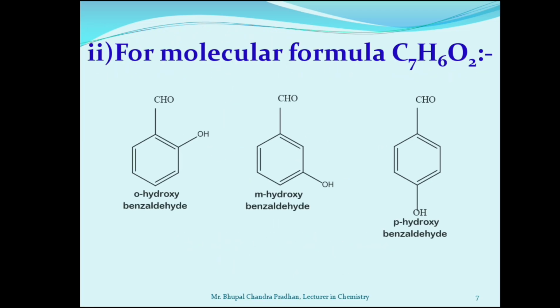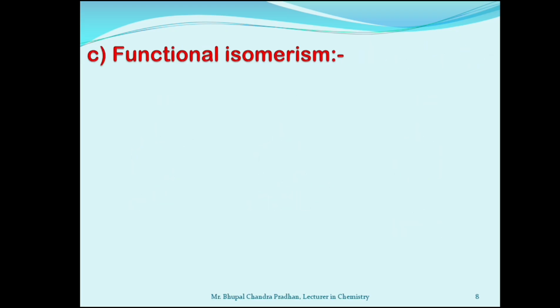Let us consider another example, C7H6O2. It is a substituted benzaldehyde. One OH group is attached to benzaldehyde. The OH group can be attached to the ortho position as in the first figure, and it is known as ortho-hydroxybenzaldehyde. It may be attached to the meta position where it is known as meta-hydroxybenzaldehyde. It may be attached to the para position where it is known as para-hydroxybenzaldehyde.